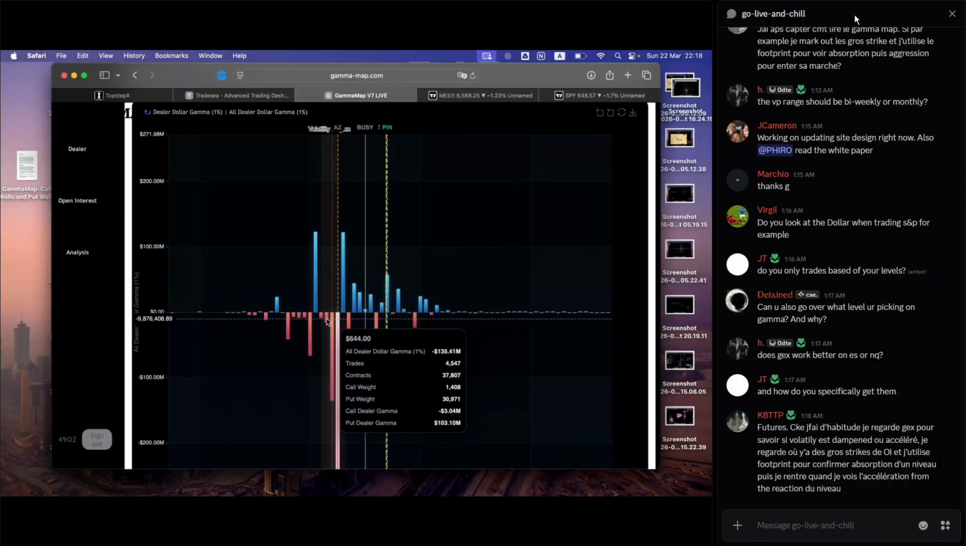Let me just read questions. Can you also go over what level you're picking on gamma and why? Does GEX work better on ES or NQ? I'll go over it right now. I'll mark out the gamma map levels on SPY in front of you guys. Does GEX work better on ES or NQ? I don't trade NQ personally. I only trade ES, but we have a lot of people that trade NQ, so I'm sure it works on both of them.